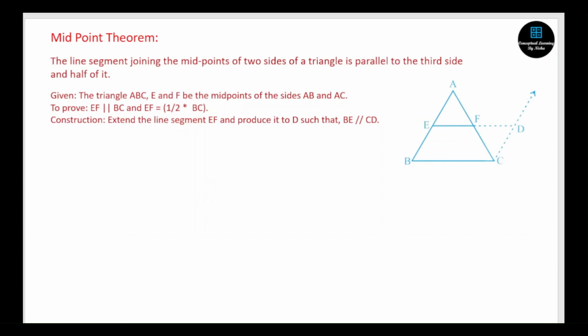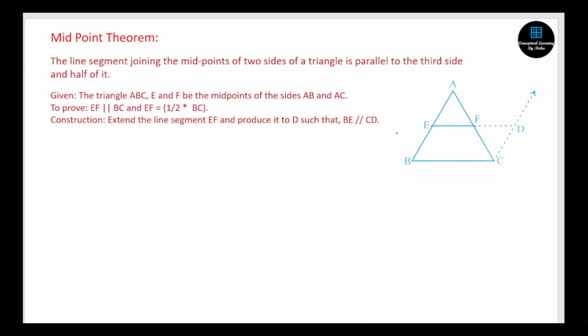Now, the midpoint theorem says that the line segment joining the midpoints of two sides of a triangle is parallel to the third side. Here E and F are the midpoints of line segment AB and line segment AC of triangle ABC. Now we have to prove that EF is parallel to BC and also EF is half of BC.